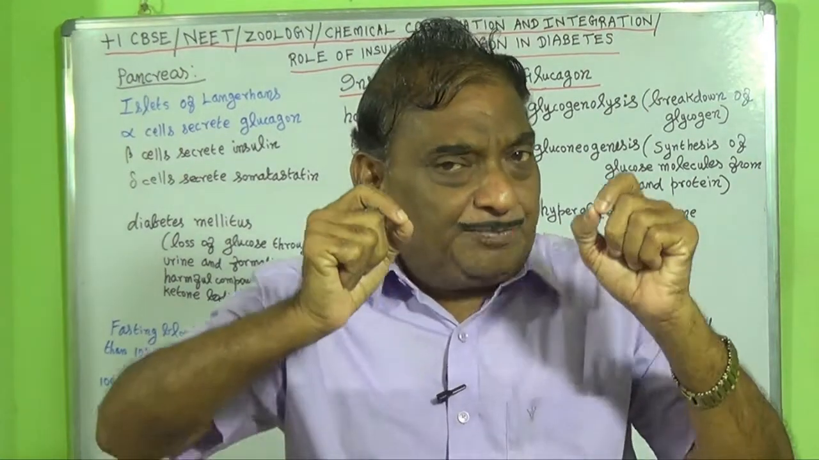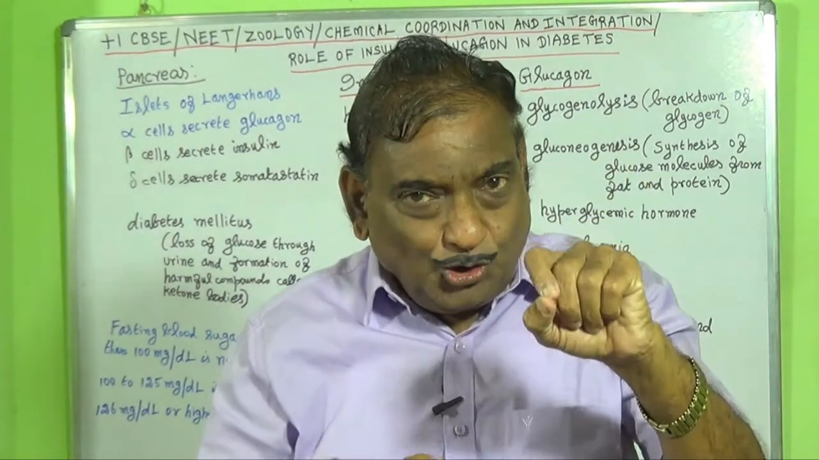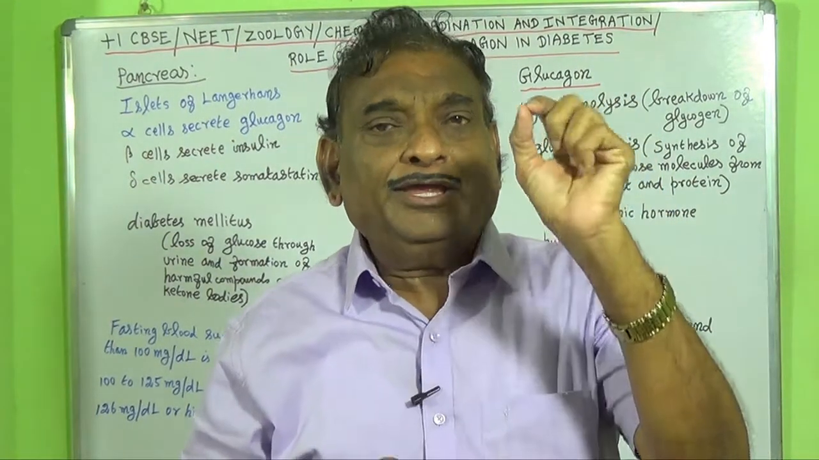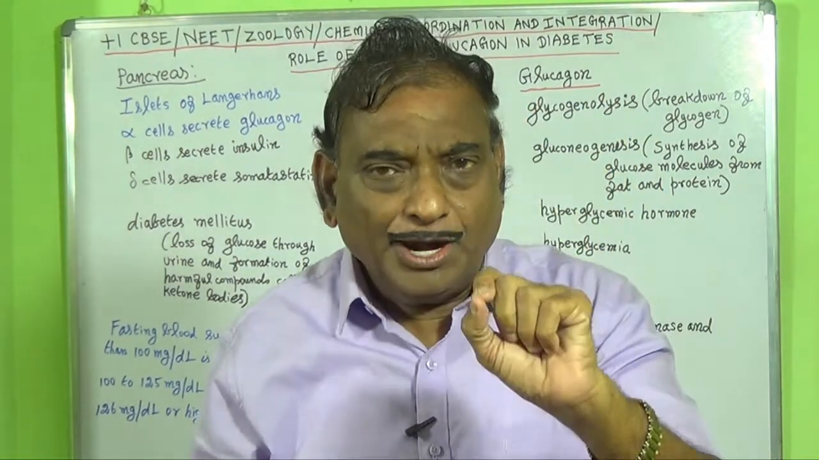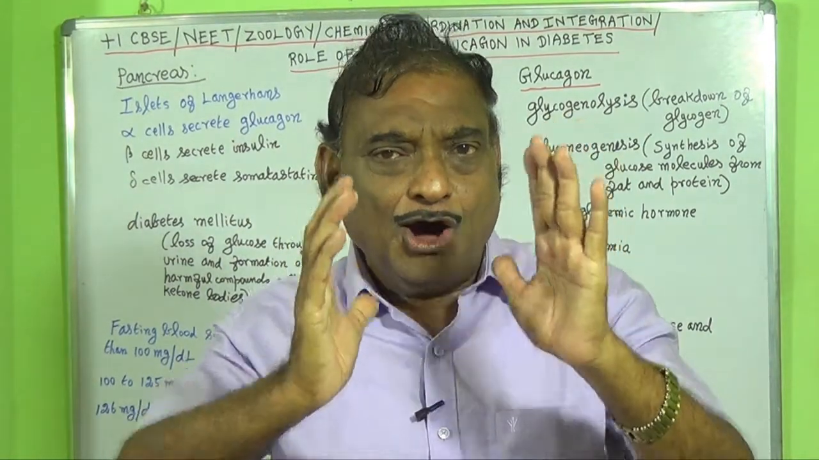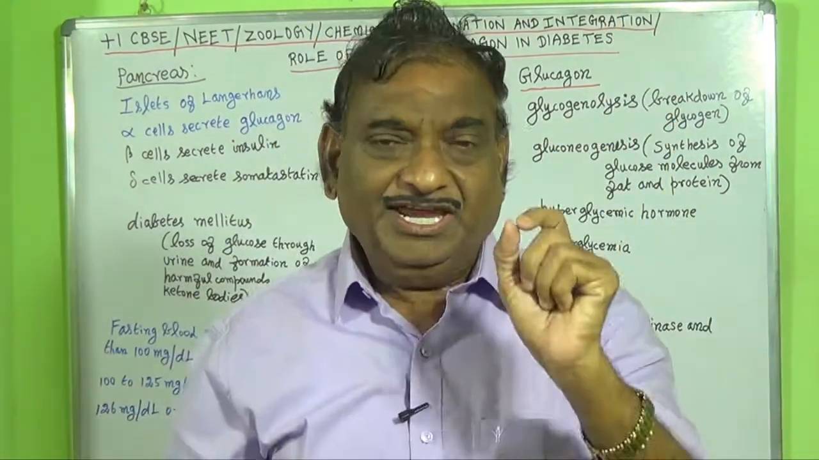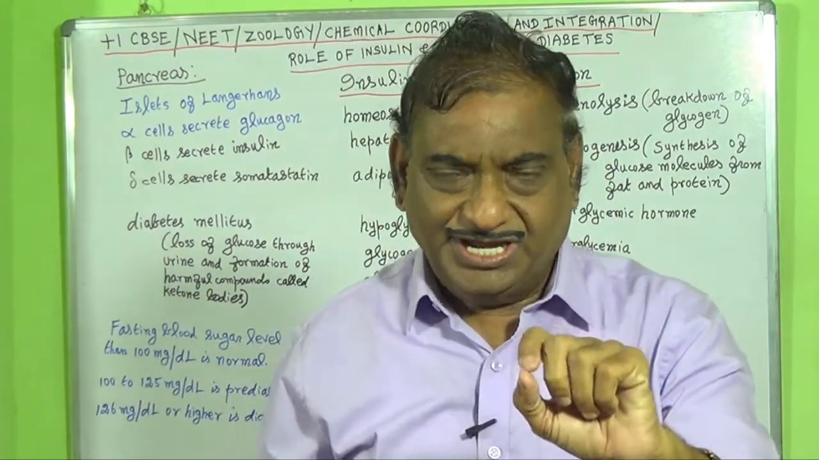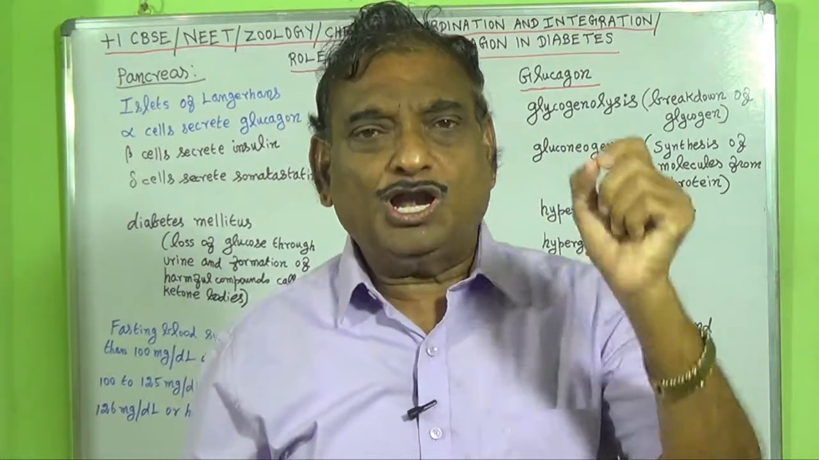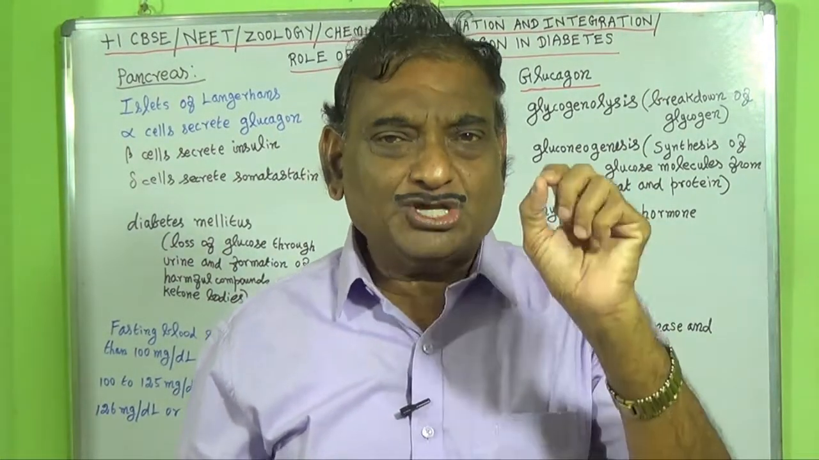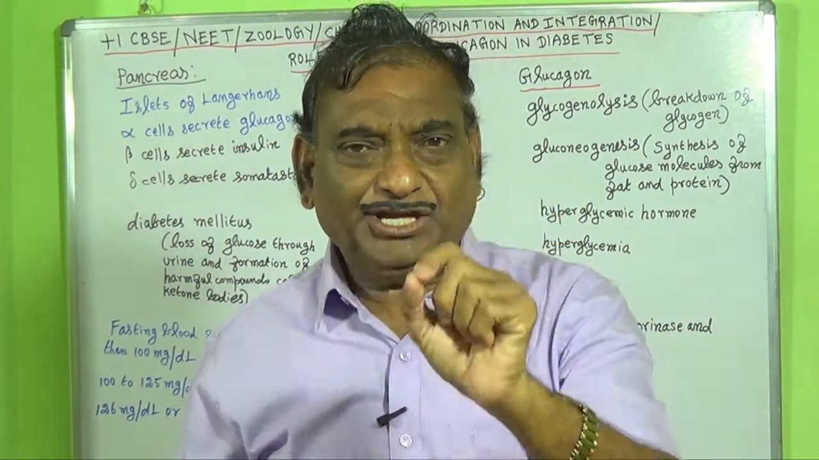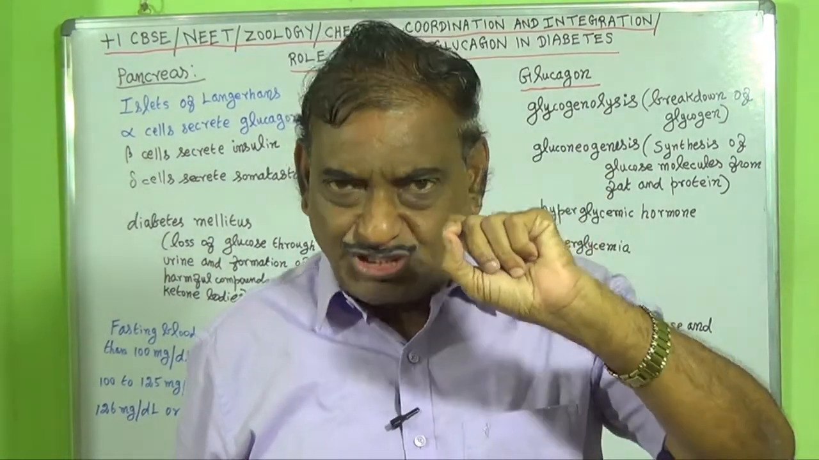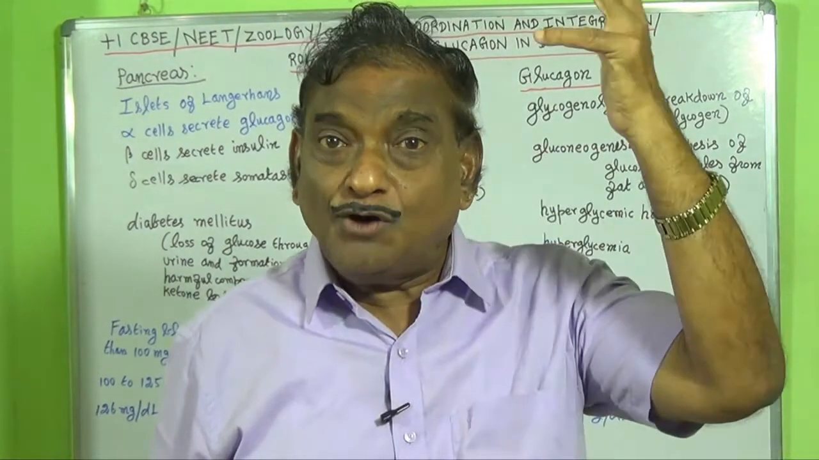My dear students and parents, in this video we are going to learn how insulin and glucagon maintain our normal glucose level. In the chapter Chemical Coordination and Integration, in the subject Zoology, for +1 CBSE and NEET students. It is also useful to +2 CBSE students and to all of us.